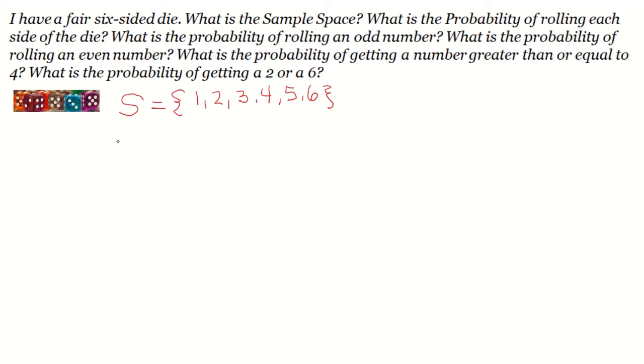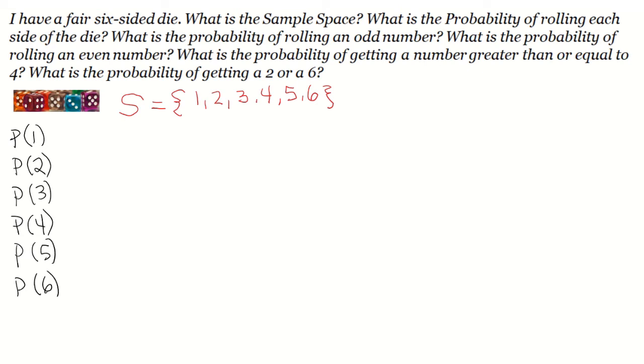Now the next question is, what is the probability of rolling each side of the die? So that's going to be the probability of rolling a 1, the probability of rolling a 2, the probability of rolling a 3, the probability of rolling a 4, the probability of rolling a 5, and the probability of rolling a 6. Those are all the sides of the die.